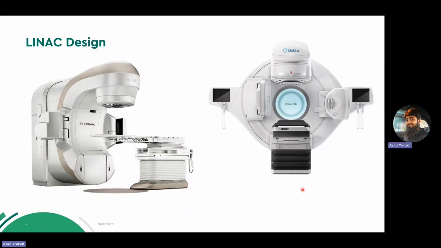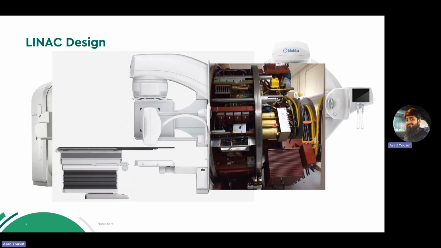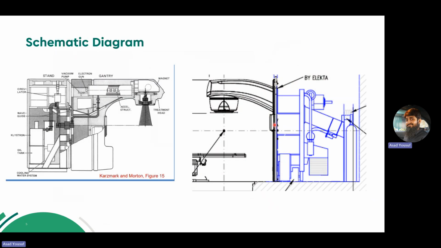So this is what the design is, Varian and Elekta. For the Varian, it's the whole machine that you are seeing, but for Elekta, it's a half picture because half of the picture is a back door. It just looks like this, and this is a schematic diagram.